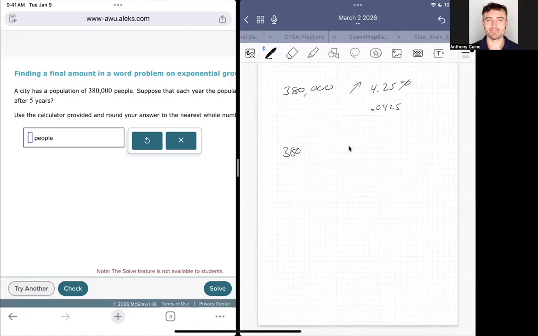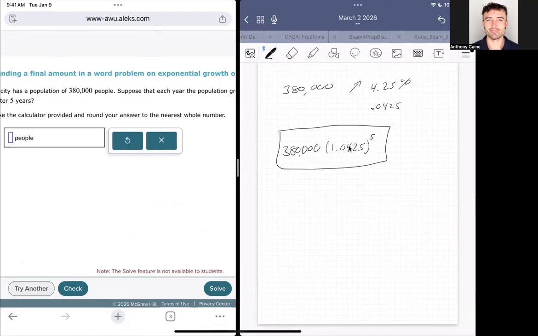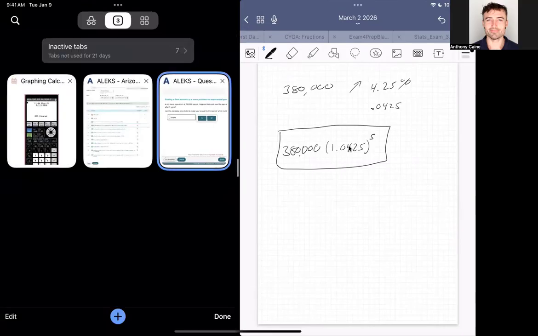So we have 380,000, sorry, and we need to multiply it by 1.0425 to the 5th power. This will give us our answer, but then we want to round to the nearest whole number. I don't know, maybe I'll just do this one because why not?